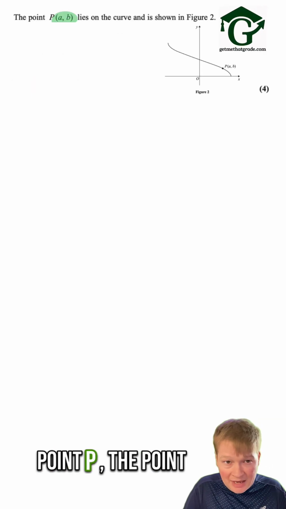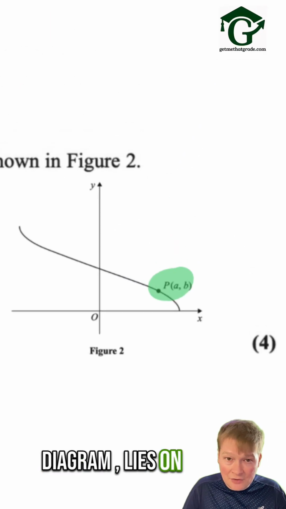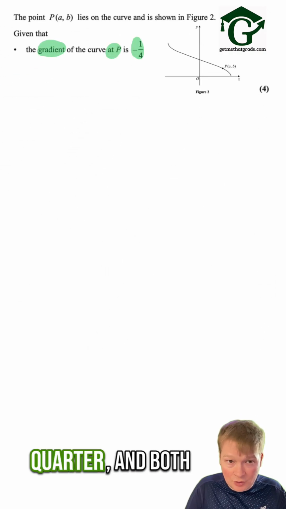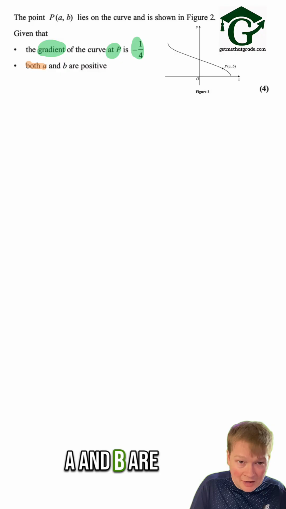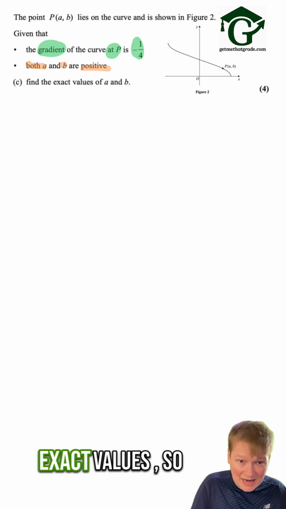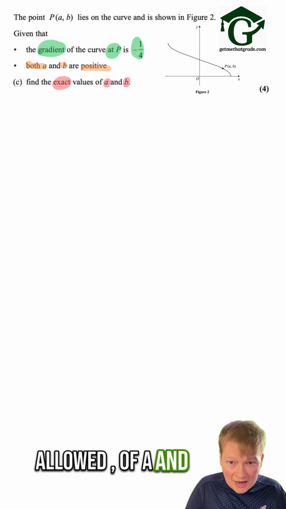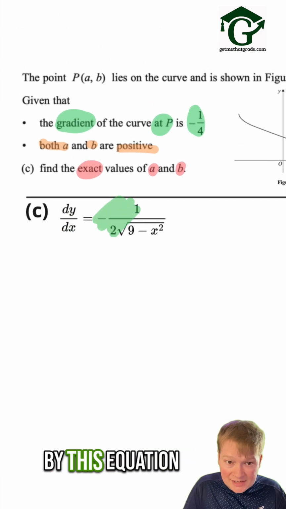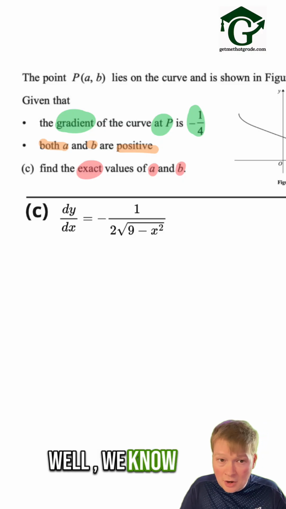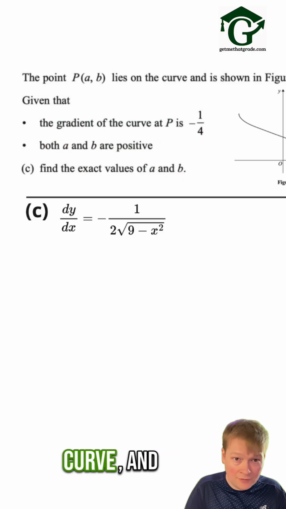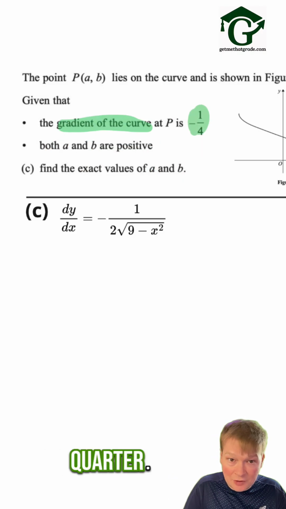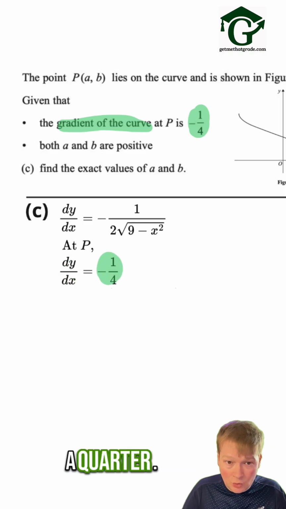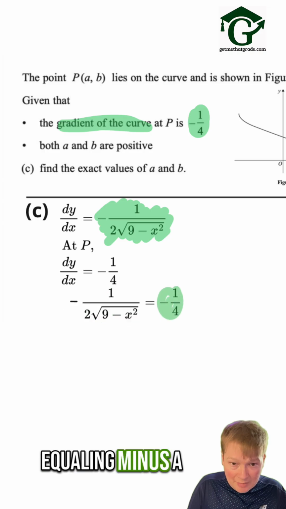Next it says the point P, the point (A, B), you can see that on the diagram, lies on the curve and is shown in the figure. Given that the gradient of the curve at P is negative a quarter, and both A and B are positive, find the exact values, so no decimals allowed, of A and B for 4 marks. So in part B, we worked out that dy/dx was given by this equation here. What about at P? Well, we know that at P, the gradient of the curve, and therefore dy/dx, is negative a quarter. So we end up with dy/dx here equaling minus a quarter.